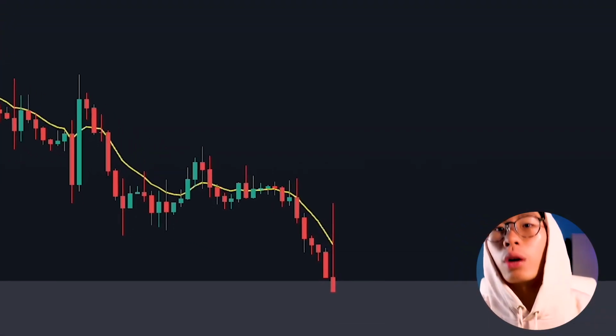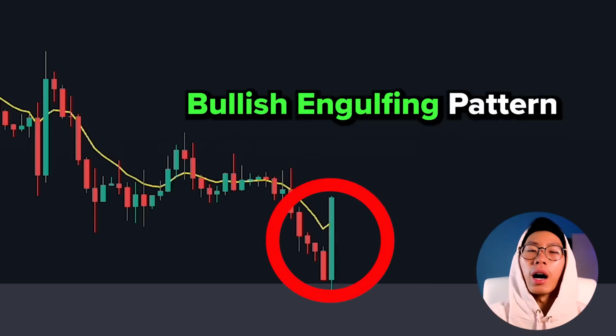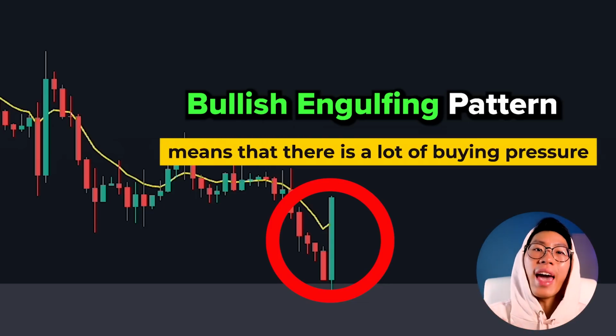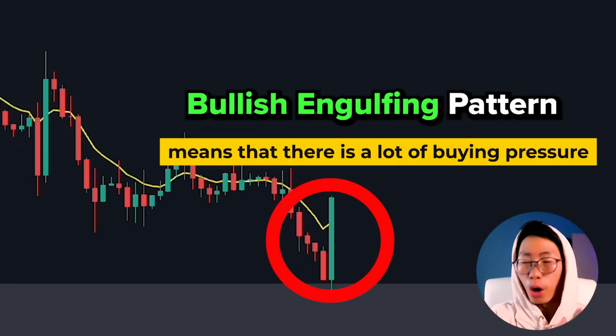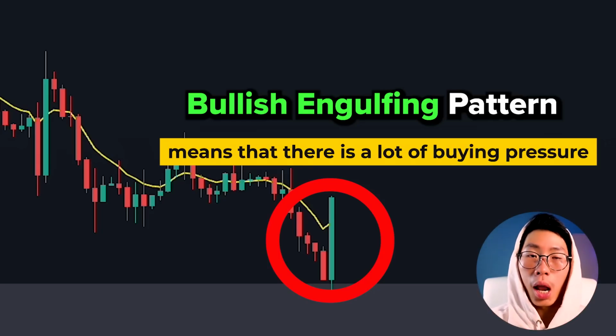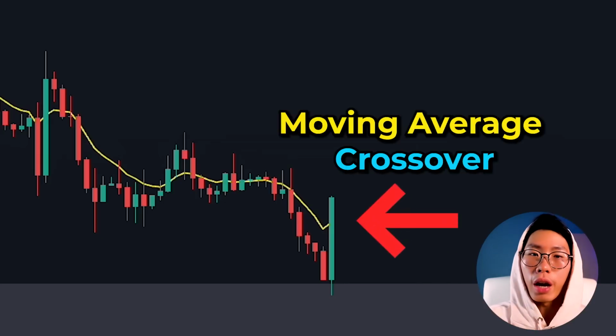So you see, right now the next candlestick price showed us is a bullish engulfing candlestick, a big fat green candlestick at this support level. What does that mean? That means that there are a lot of buyers at this key support level pushing the price up. This shows us that price is not going to break past this strong support level, and that's a second confirmation. The third confirmation is this moving average crossover.